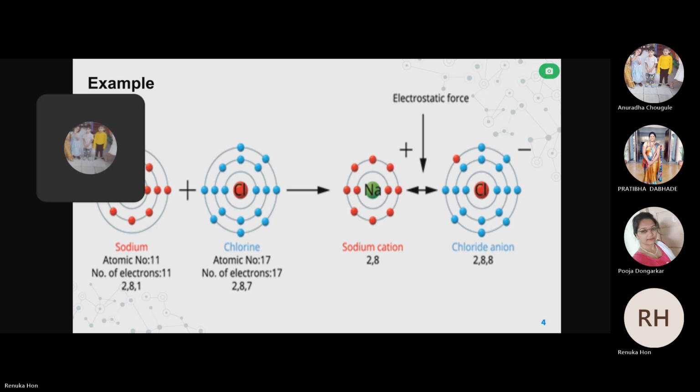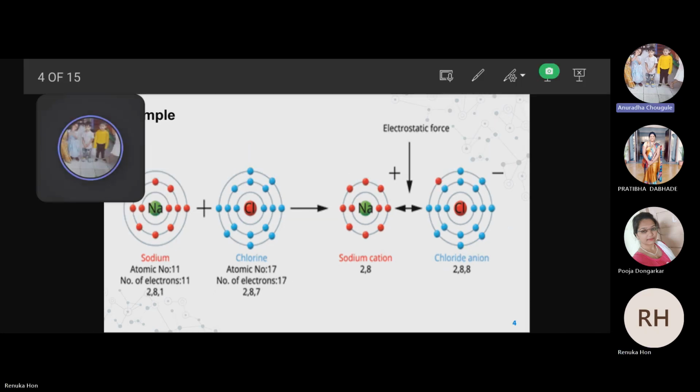Understood? Yes, but one thing to add, ma'am. It may be 2 or it may be 8. As per the shell, the valency is different. Not exactly an octet they have to complete. They can be completed with 2 only also.